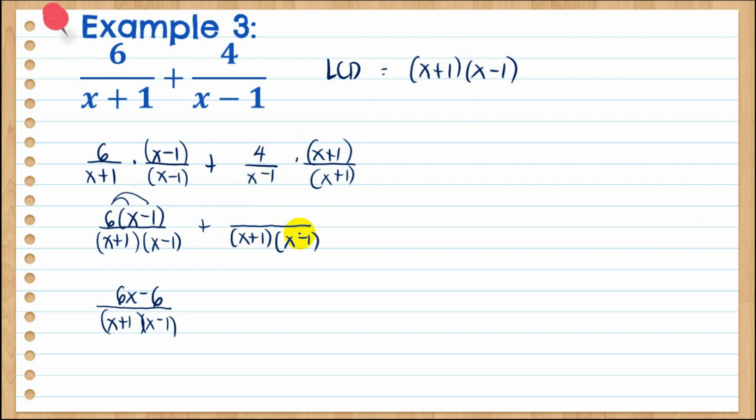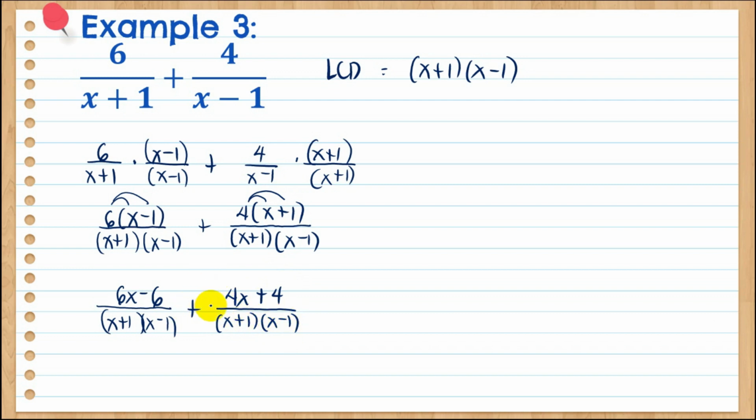Ito si x minus 1. So, nilagay natin sila sa quantity. And then, 4 times x plus 1. That means, 4 times x is 4x. And then, 4 times positive 1 is positive 4. Again, over their common denominator, x plus 1 and x minus 1.